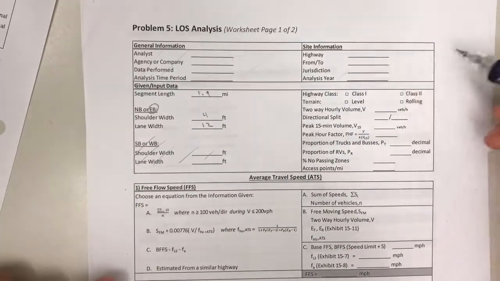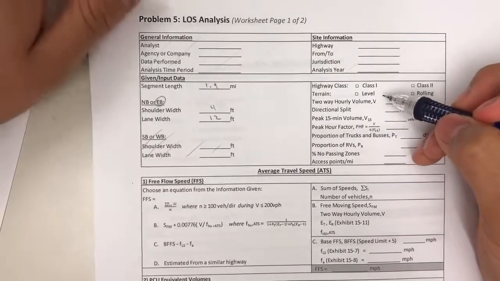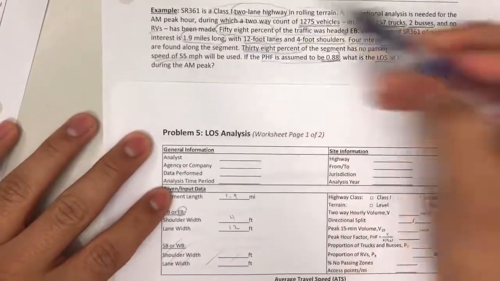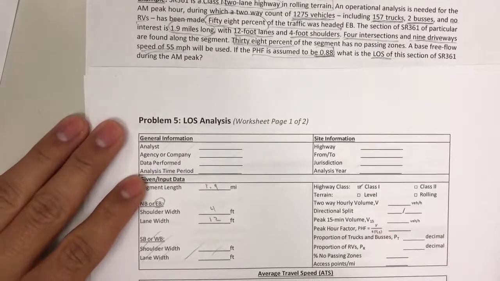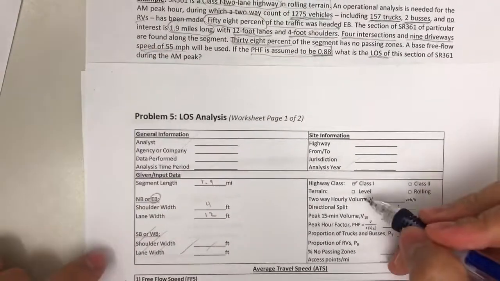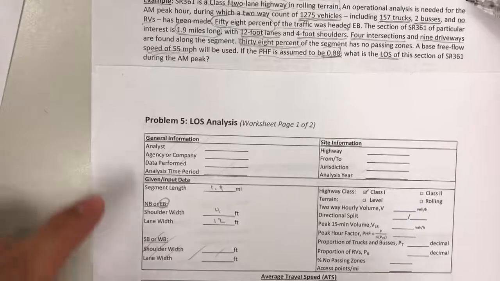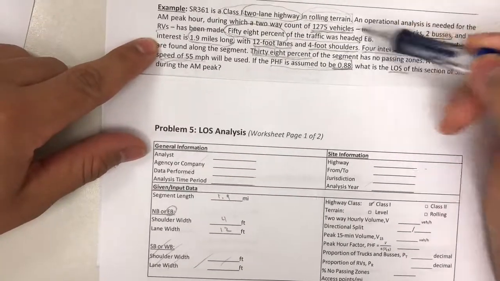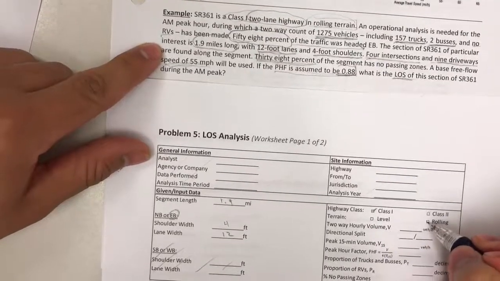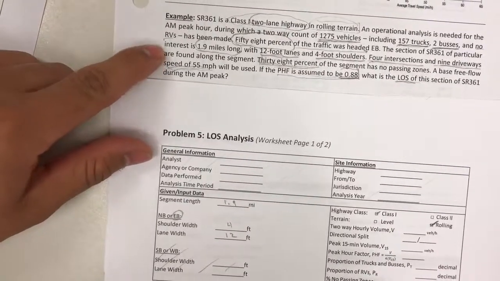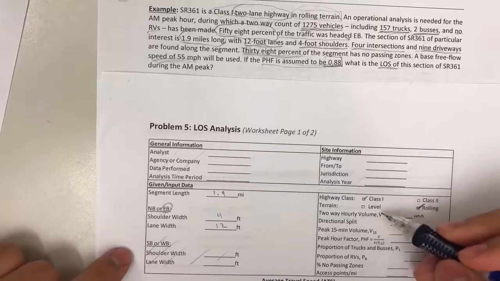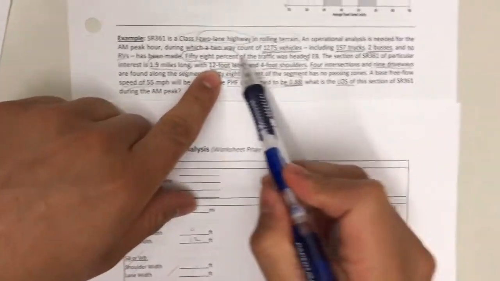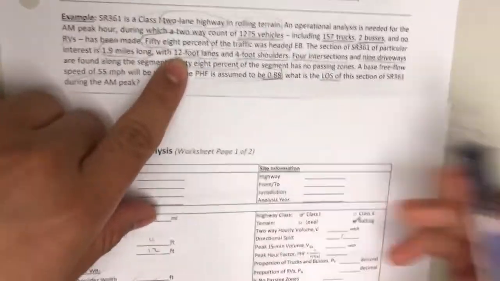So now we move on to the highway class. The problem explains class 1, so we could check off class 1. Terrain: it had said it was a rolling terrain, so we could check here. The two-way hourly volume is the two-way count that we see here, 1275 vehicles.